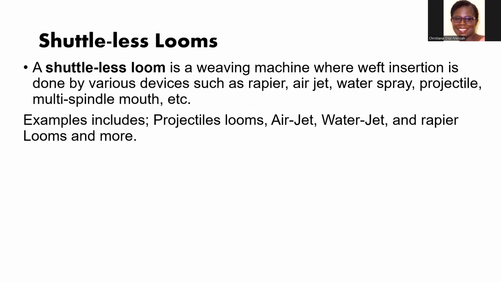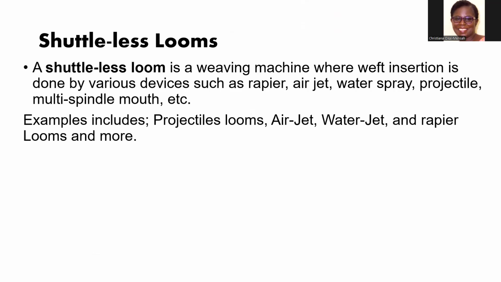All these use the yarn in a different way, rather than using the shuttle to operate in the weaving process. So they don't use a shuttle, but rather they use air. Some use air to direct the yarn. Others use a rapier to direct the yarn. Others use projectiles to direct the yarn instead of a shuttle. So they are called shuttleless looms.